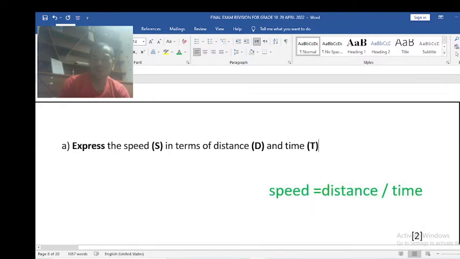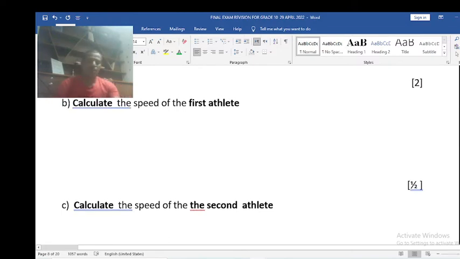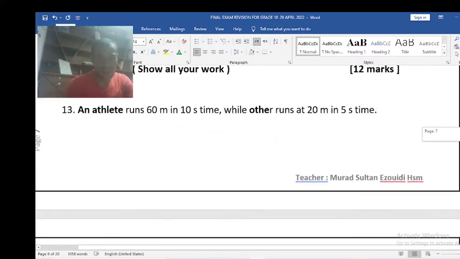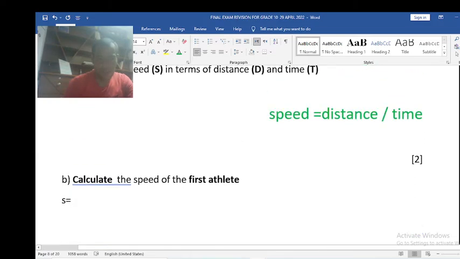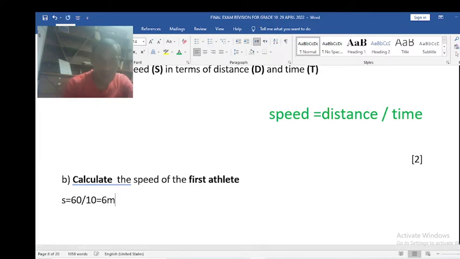Now we move to the next one. Calculate the speed of the first athlete. The speed of the first athlete, learners, I'll just write here, S is equal to, we are told he runs 60 meters, so 60 divided by 10, which is equal to 6 meters per second. Per second, please. Meter per second. This is the first athlete.